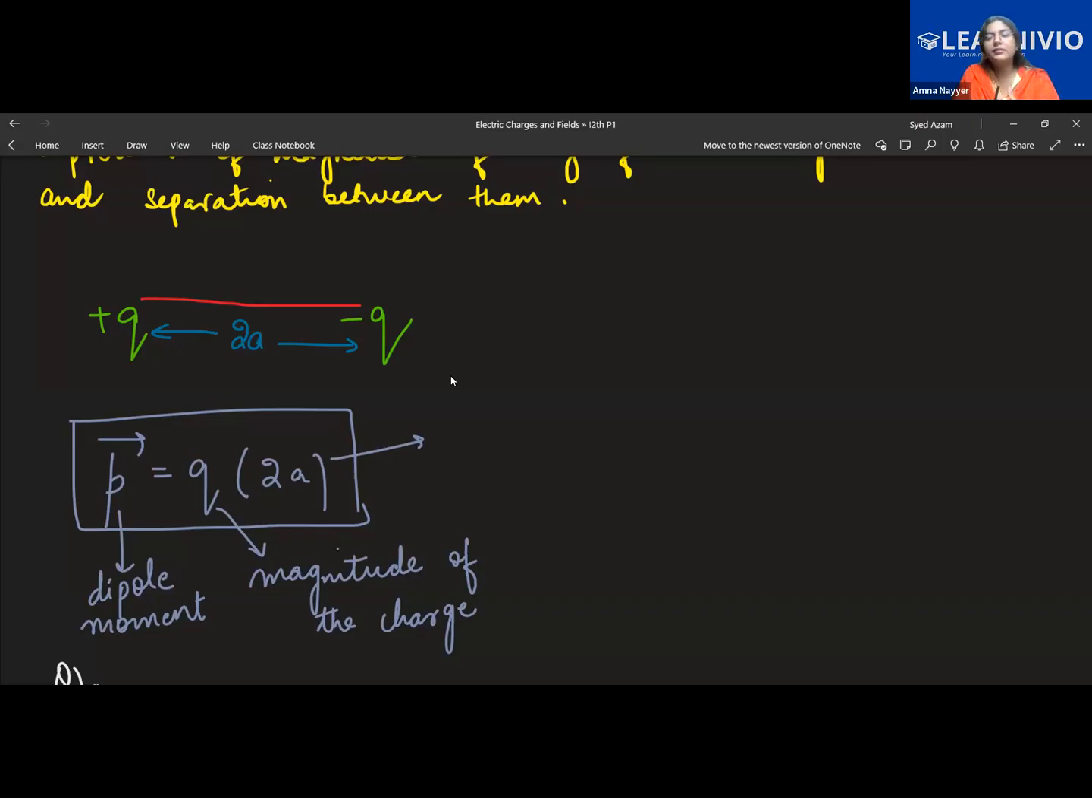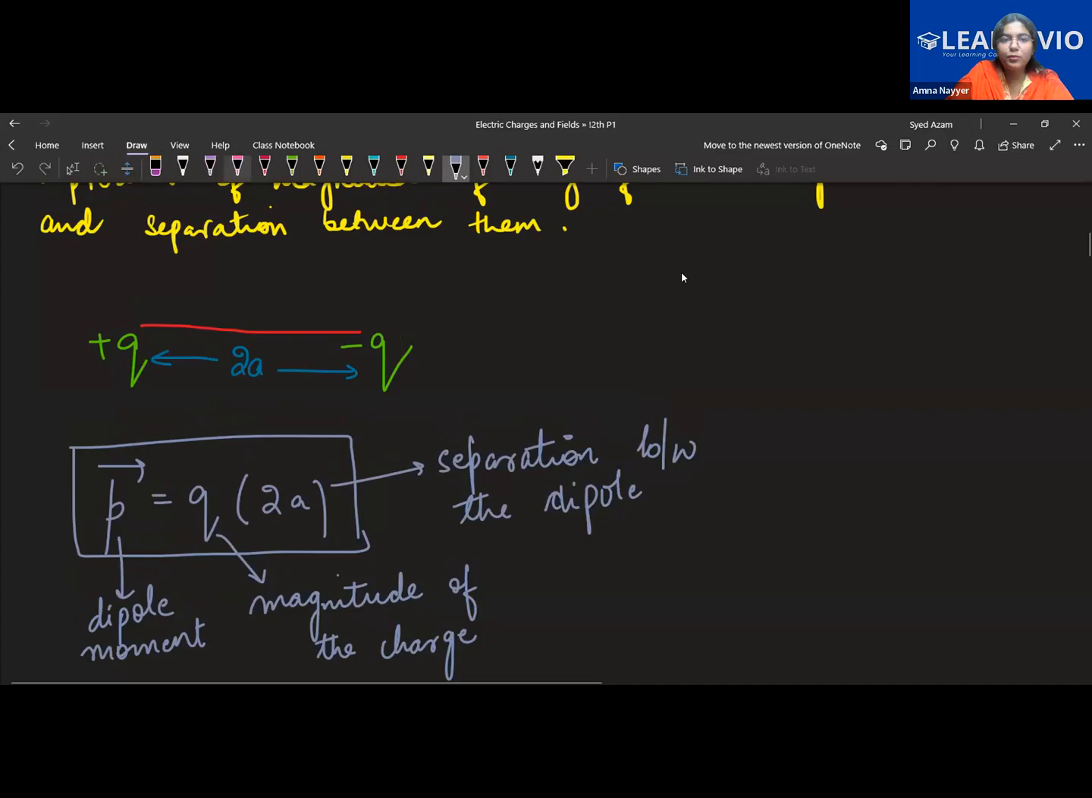If it is given as 8 meters, your 8 meters will be 2a. You don't have to write it as 16. If it says half of the dipole, that means a, your half of the dipole will be a. So what is 2a? This is the separation between the dipole charges.